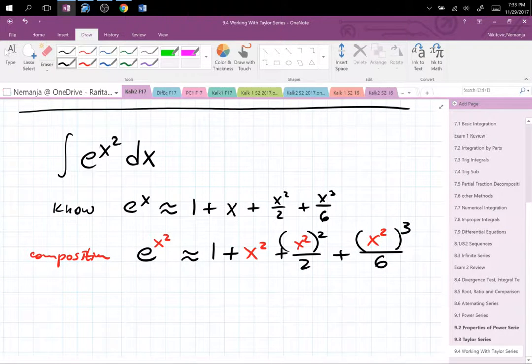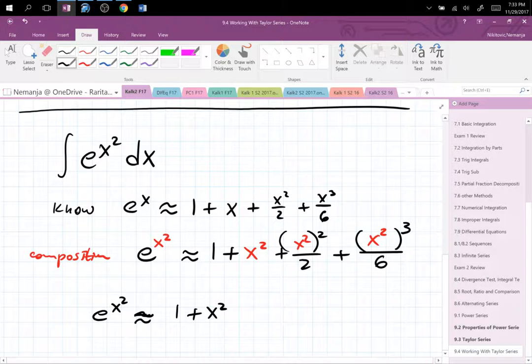And now it's time for algebra. So e to the x squared is approximated by 1 plus x squared plus x to the 4th over 2 plus x to the 6th over 6.